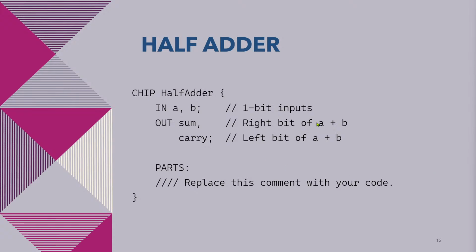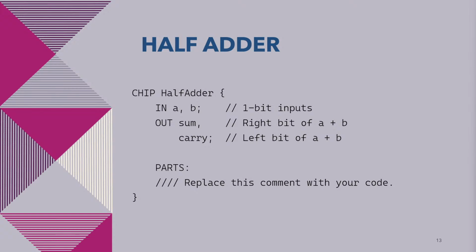First is the half adder, and this is the order that you want to do them in. You want to do the simplest ones and then build up from there. So we'll start off with a half adder. And this is the stub that you'll get within the folder number 2 in the project folder.